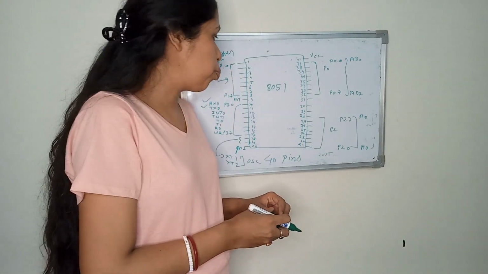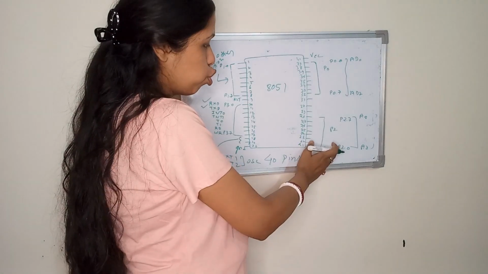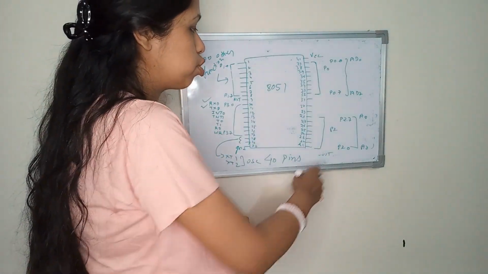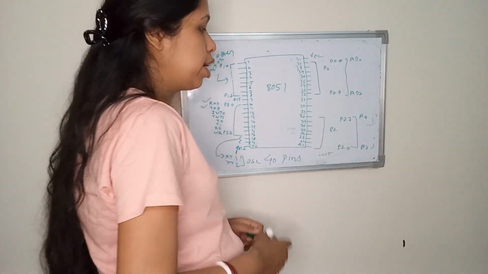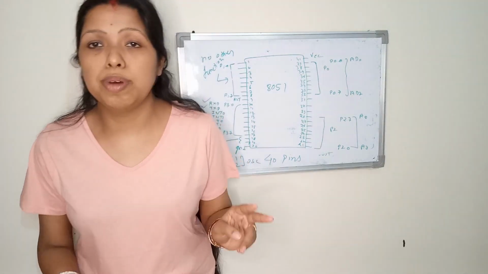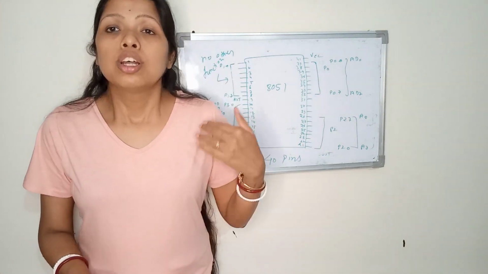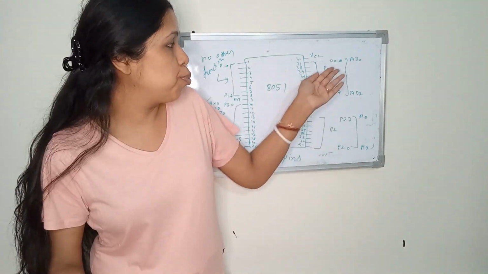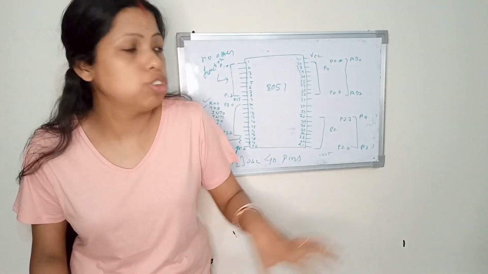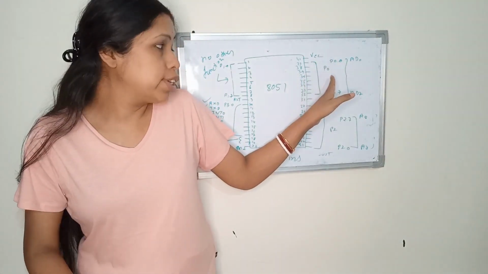The left portion is completed. Now come to the right portion. Here port 2 has a total of 8 pins, associated with A8 to A15. There is a total 16-bit address bus and a total 8-bit data bus. Port 2 and port 0 are associated with the address bus. The lower order address bus is associated with port 0, and the higher order address bus is associated with port 2.